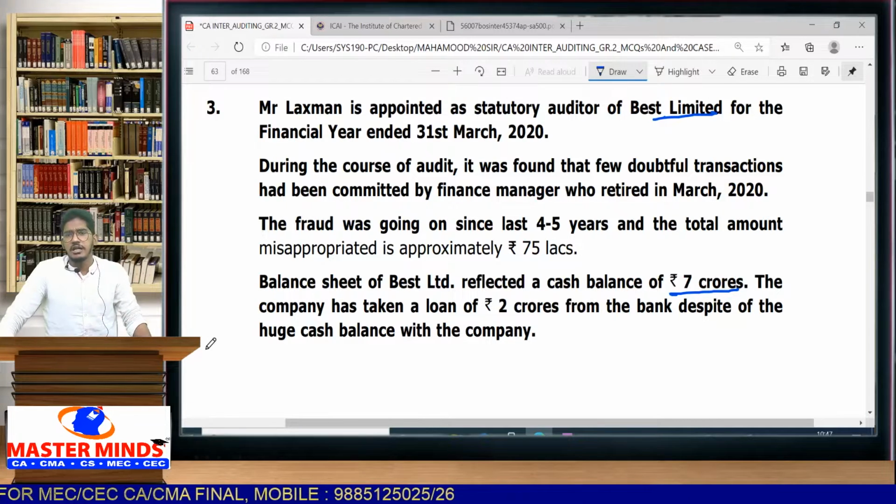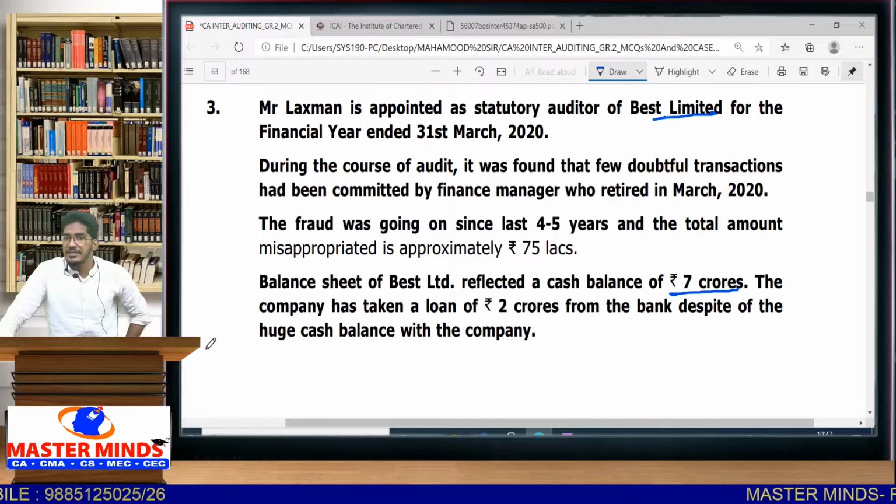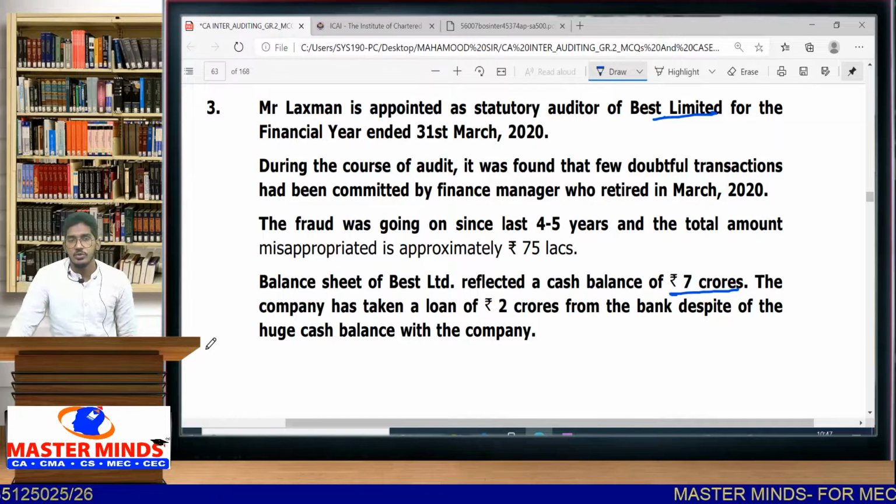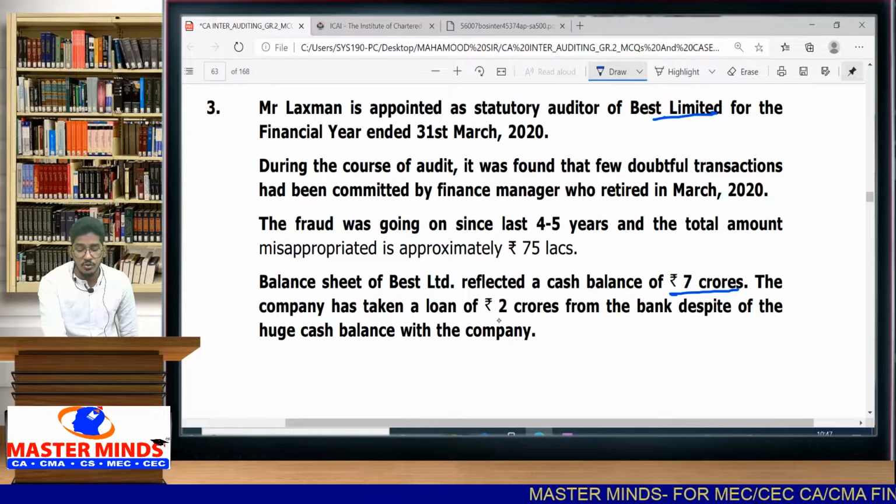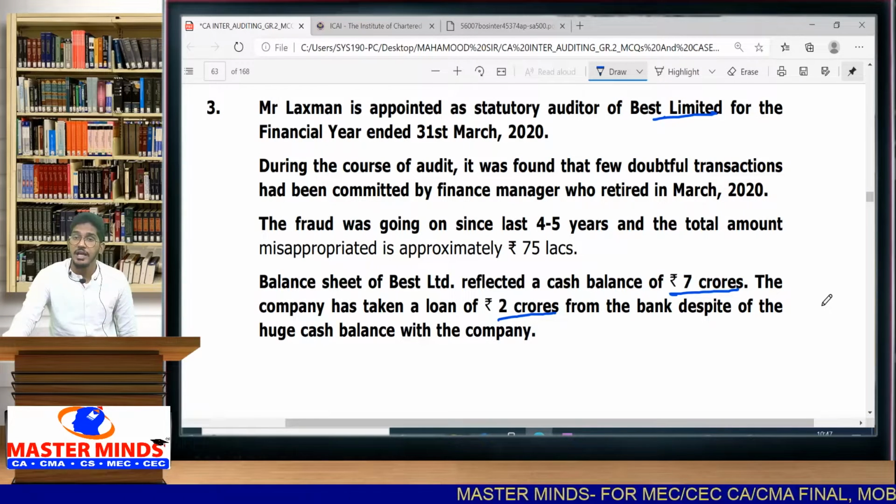See, if you have that much cash balance, why would you need to go for a loan? If you are having that much cash balance, it means you are having enough reserves, right? But when I observe the balance sheet, they have a cash balance of 7 crore rupees. In addition to that, they have even taken a loan of 2 crores from the bank, even though they are having 7 crores of cash. Now it sounds something fishy to me.